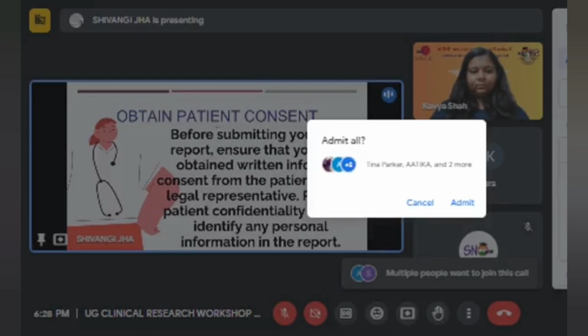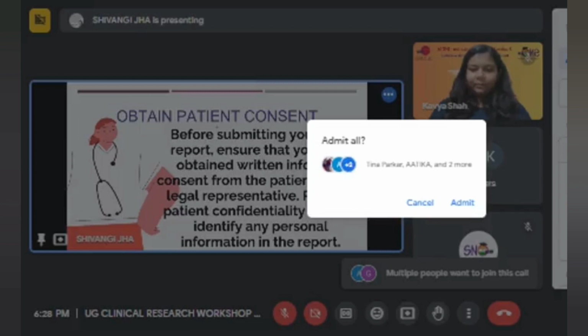For example, in a case where the patient dies, or if the patient is bedridden or is not in a state to give you informed consent, go for a legal representative of the person. Do not mess up on this. Do not fake this. Respect the patient's confidentiality and de-identify any personal information in the report.